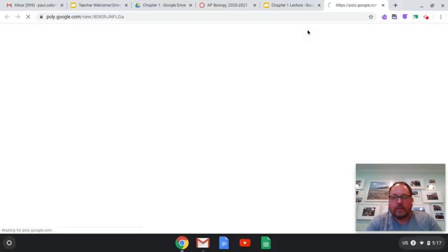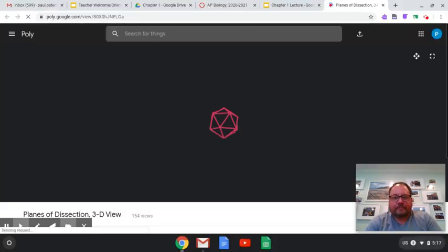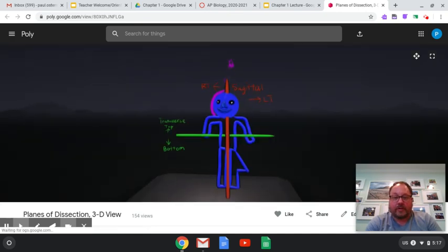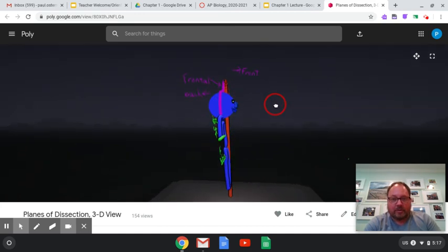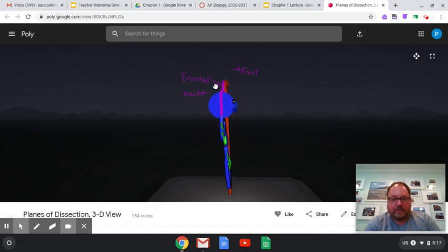And I think we got another model here. Really get to see my 3D drawing skills. There we go. So again, you see the sagittal plane. Notice it's the scary blue person's right and the scary blue person's left. Transverse cuts them into top and bottom pieces. And then in purple here, you see the frontal or coronal plane, cutting them into front and back pieces.